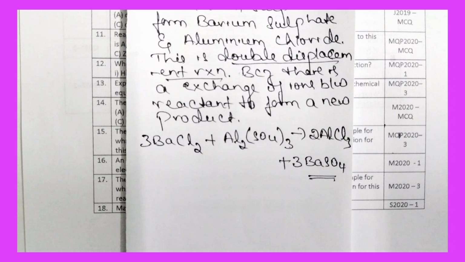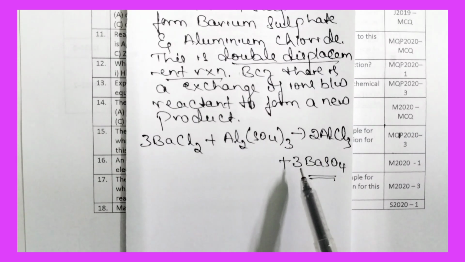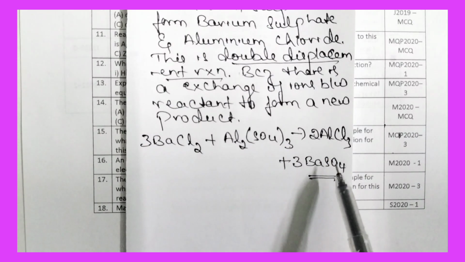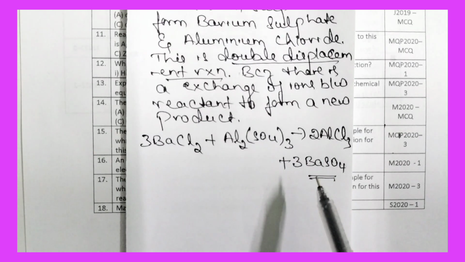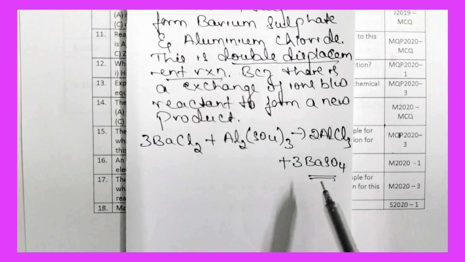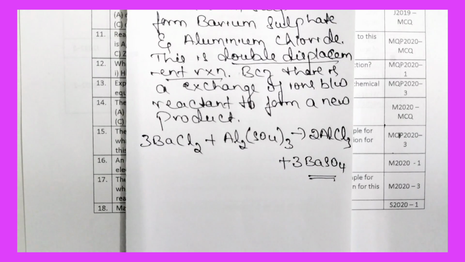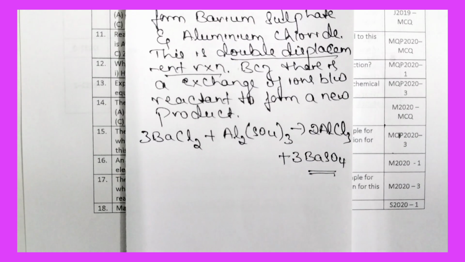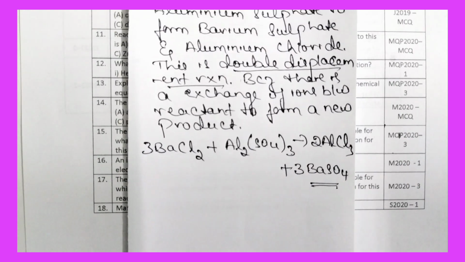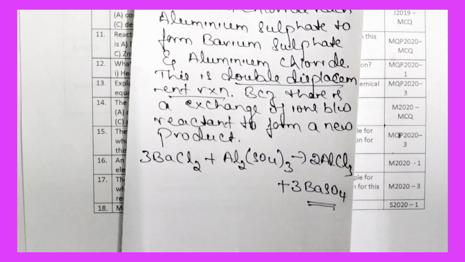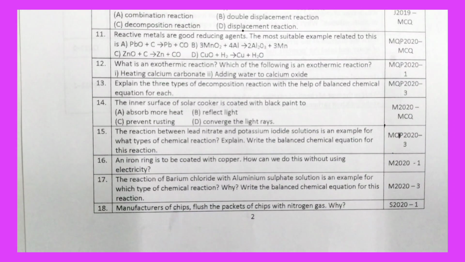ನೋಡಿ ಇದನ್ನ ಜ್ಞಾಪಕ ಇಟ್ಕೊಳ್ಳಿ. ಡಬಲ್ ಡಿಸ್ಪ್ಲೇಸ್ಮೆಂಟ್ ರಿಯಾಕ್ಷನ್ is also called precipitation reaction because here an insoluble solid is formed, and the insoluble solid is barium sulfate. So it is white ppt. So displacement ಅಂತ ಬರೆದ್ರೂ ತಪ್ಪಿಲ್ಲ, double displacement ಅಂತ ಬರೆದ್ರೂ ತಪ್ಪಿಲ್ಲ. Or even you can write that it is a precipitation reaction.